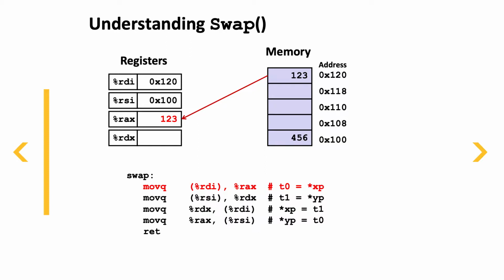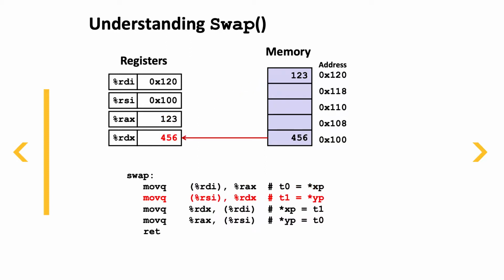So our first command says move what is in location RDI in memory into RAX. So we look at RDI, and it has hex 120, so we go to address 120 in memory. There's 123 there, so that's going to get moved into the RAX register. So now RAX has 123 in it.